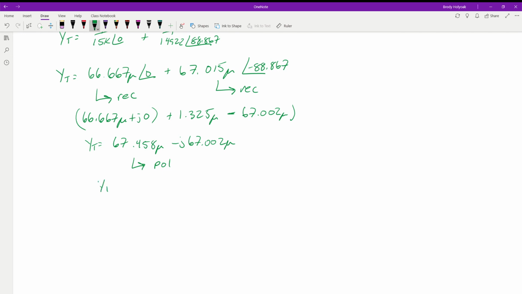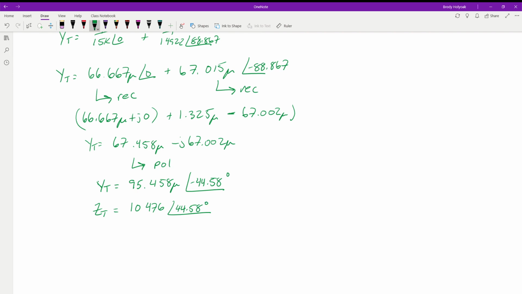So the admittance total of this circuit comes out to be 95.458 micro at an angle of negative 44.58 degrees. Now we take the reciprocal of this to give us our impedance and to put it back into the form that we need. This comes out to be 10,476 ohms at an angle of 44.58 degrees.